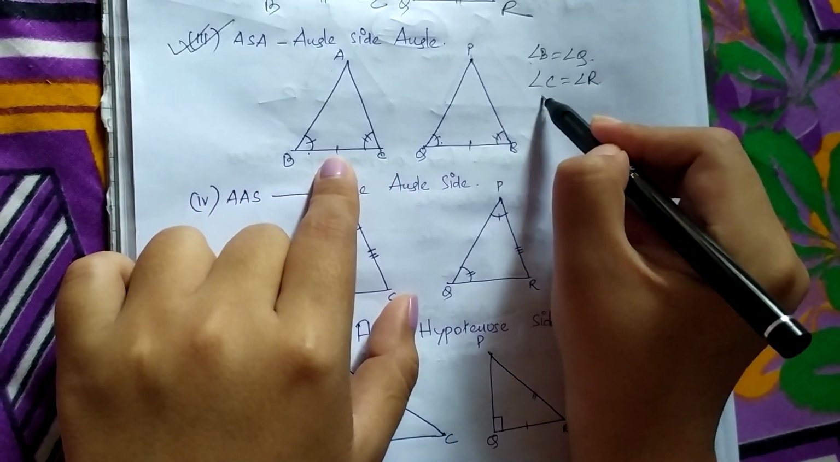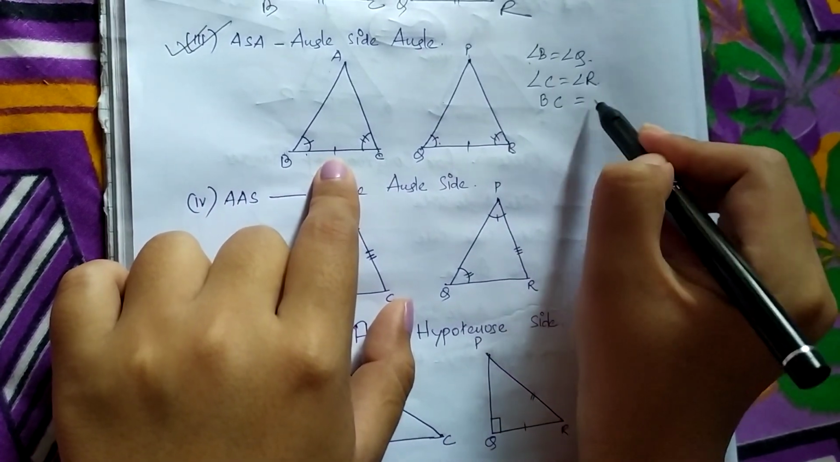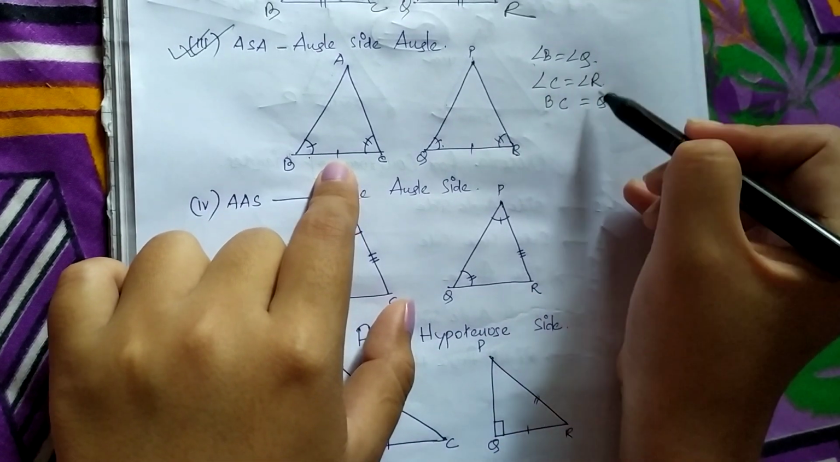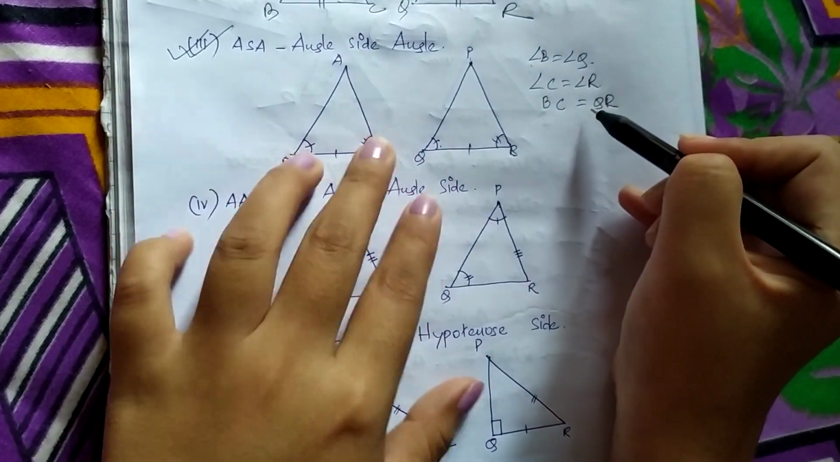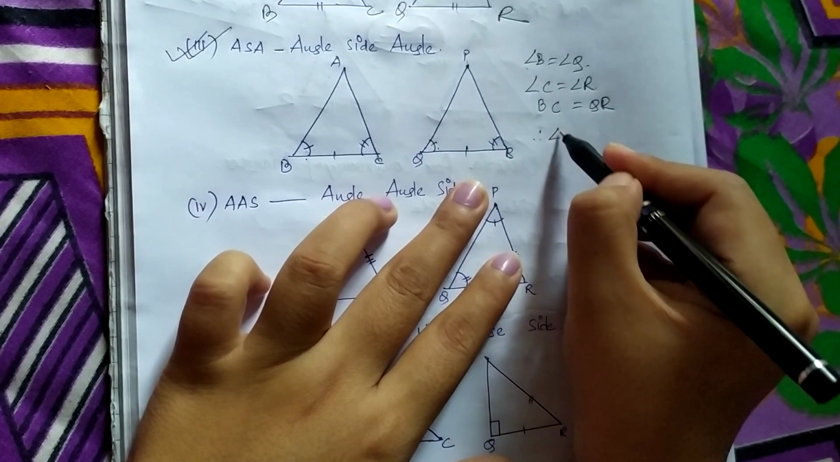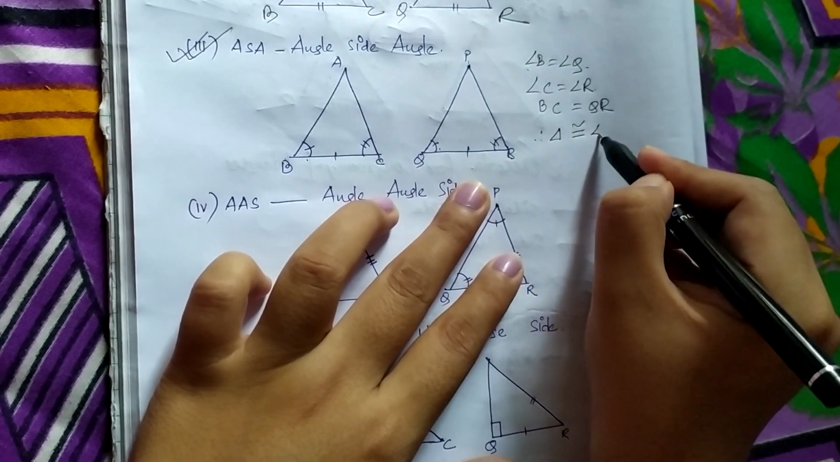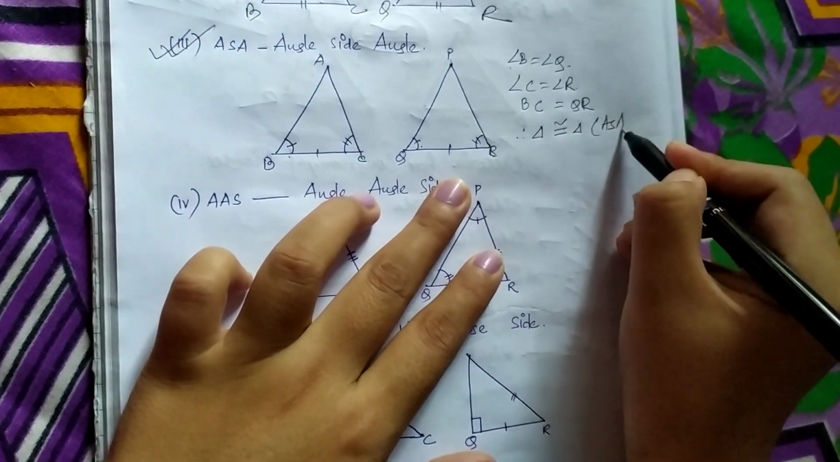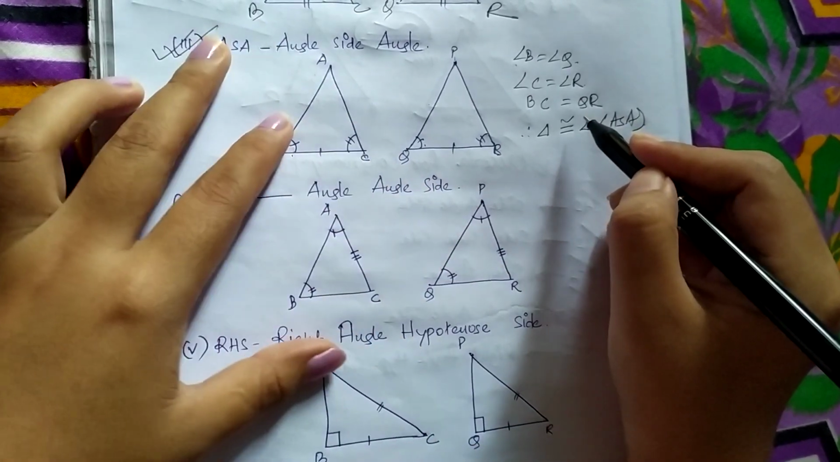Again, angle, that is side BC is equal to side QR. So we have these three respective things in the given figure itself. So we can say that again the two respective triangles are congruent by the ASA rule. Okay, students, so this is your third rule.